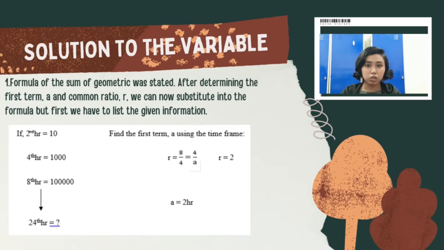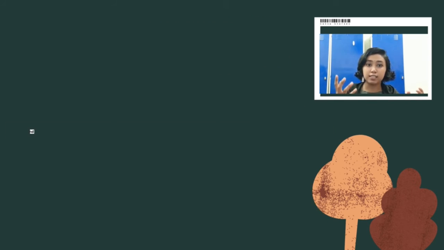So, based on the question, we can identify the time frames, namely the 4th hour and the 8th hour, as well as the amount of bacteria produced in said time frames, which are 1,000 and 100,000 respectively. Now what we need to do is find the first term of the progression, denoted by the letter a, and we can achieve that by first finding the common ratio and comparing them between the time frames. After calculation and comparison, we can see that the first term of the progression is the 2nd hour.